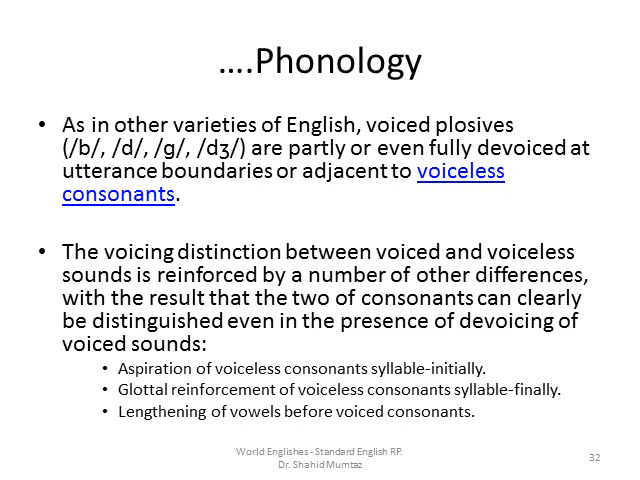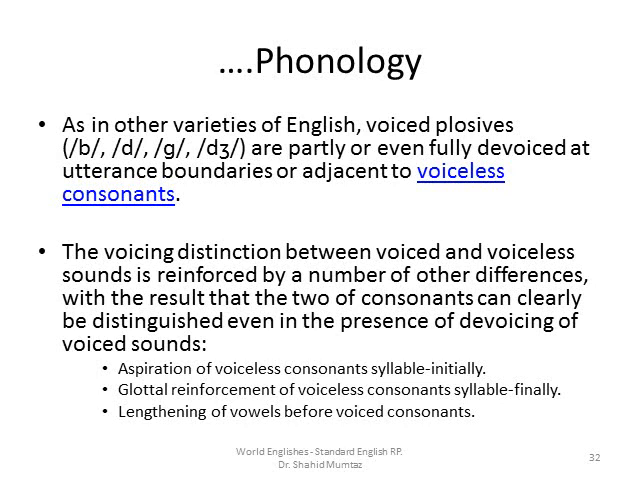So, as in other varieties of English, voiced plosives ba, da, ga are partly or even fully devoiced at utterance boundaries or adjacent to voiceless consonants. When they are adjacent to voiceless consonants, they also become devoiced or partially devoiced in RP. The voicing distinction between voiced and voiceless sounds is reinforced by a number of other differences, with the result that the two sets of consonants can clearly be distinguished even in the presence of devoicing of voiced sounds.